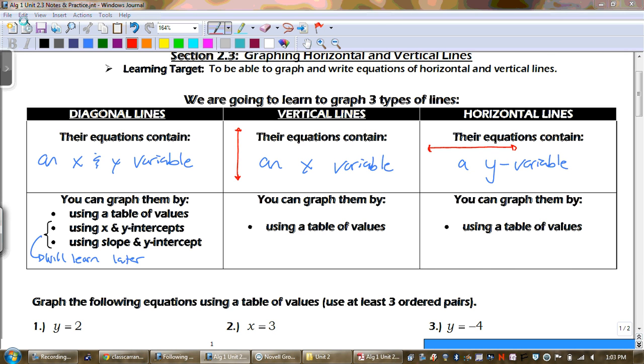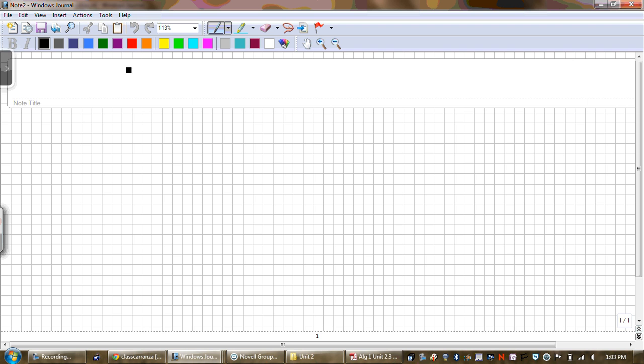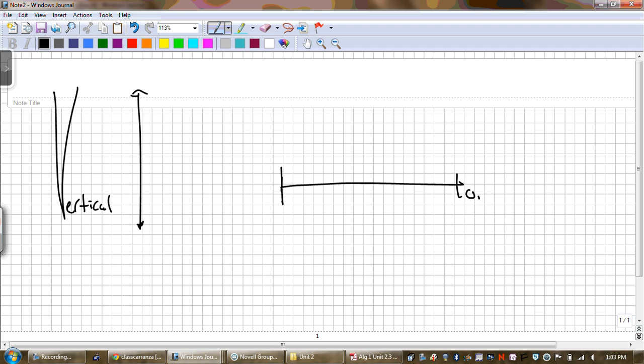Now some of you guys might be like, Mr. Grice, I really don't know the difference between a vertical line and a horizontal line. When I think of vertical, I think of that V, and the V is straight up and down. Now the word horizon, the H, is side to side. And Miss Carranza always likes to draw a little sun. There it is. Whee! On the horizon. So that's for horizontal. So those are your two differences between those two.